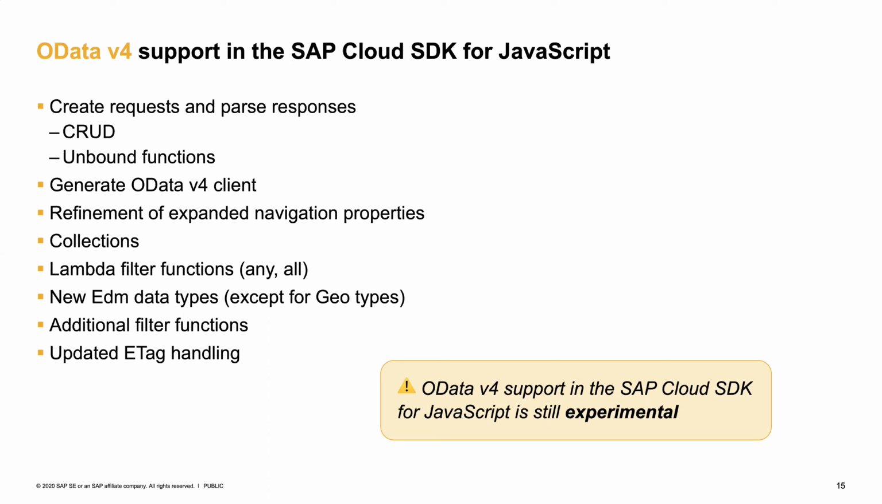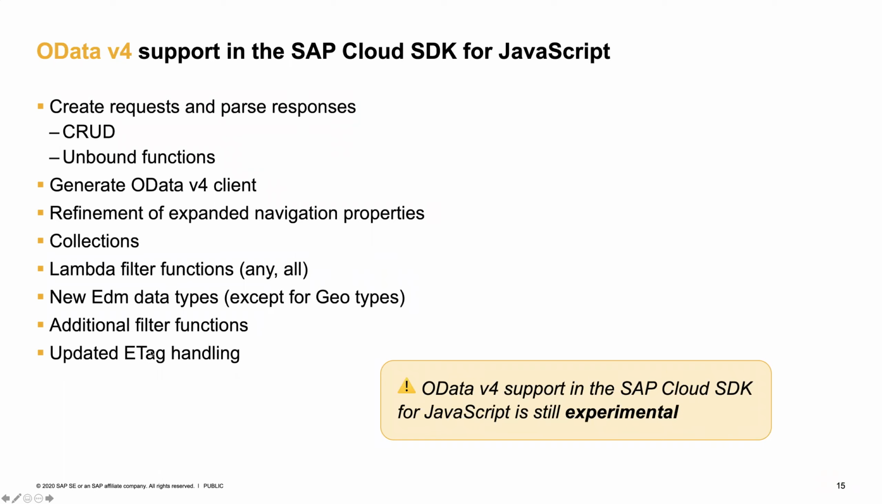The lambda filter functions, any and all, that you also saw a second ago. Then the new EDM data types, except for types that are related to geography or geometry. This we did not implement yet, and we also don't plan for it in the near future, but we would be interested if anyone uses that or needs that. If that's the case, we'll probably put this on our roadmap soon. Then the additional filter functions that I talked about.